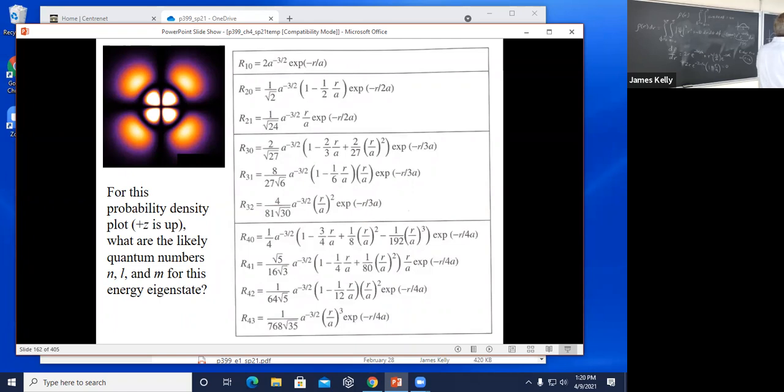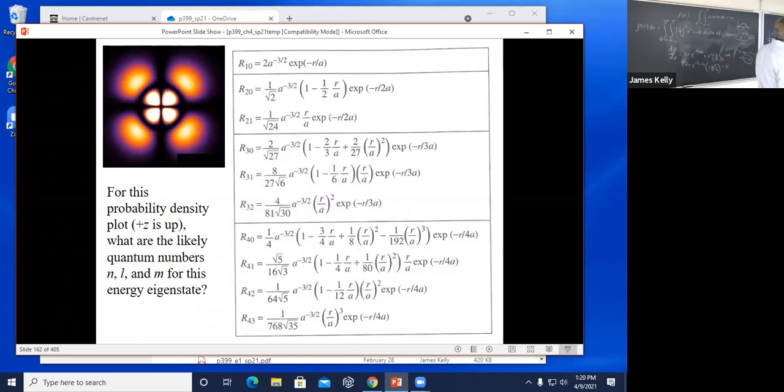Okay, I'll post the solution to the last one on that long worksheet we've been working on, but instead let's just do a last worksheet problem to try to decode these probability densities and compare them to all these mind-boggling formulae you see in Griffiths. So here, I've chosen one from that picture. I'm not going to tell you which one, but I want to be able to look at this probability density plot. Plus z is up here, just like usual.